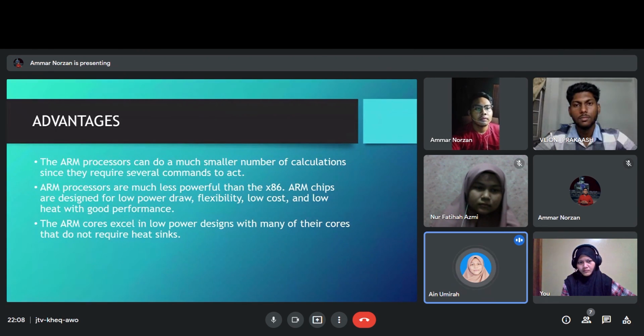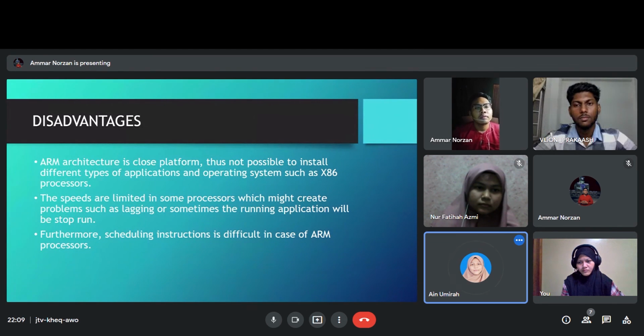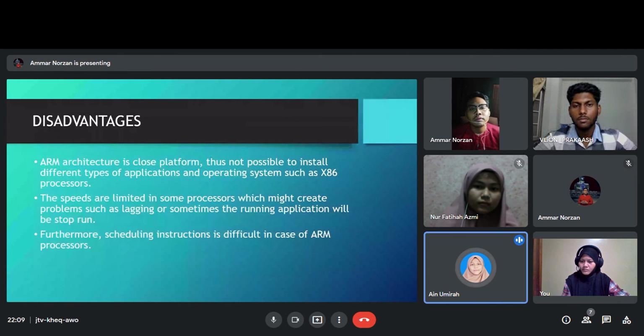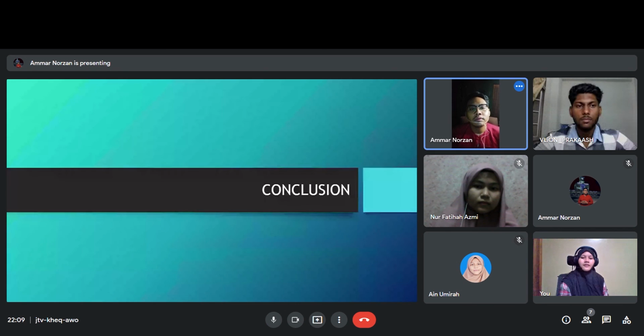Disadvantages of ARM. The architecture is a closed platform. Thus it is not possible to install different types of applications and operating systems such as on X86 processors. The speed is limited in some processors, which might create problems such as lagging, or sometimes the running application will be stopped. Furthermore, scheduling instructions is difficult in the case of ARM processors.